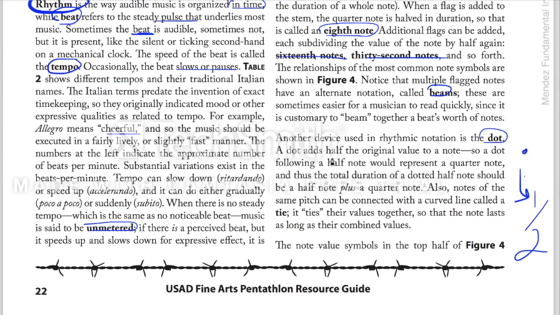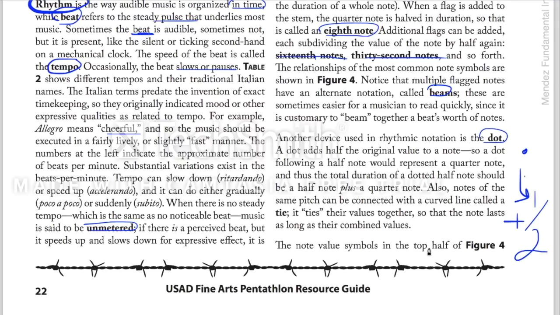All right. Another device used in rhythmic notation is the dot. A dot adds half the original value to the note. So you're adding half of that note anytime you have a dot. So you don't just play the note, but also half of that note. So a dot following a half note would represent a quarter note, and thus the total duration of a dotted half note should be a half note plus a quarter note. So it would be like 75%, right, of a whole note. So once again, just by having that dot, you're playing that note plus half of what that note represented.